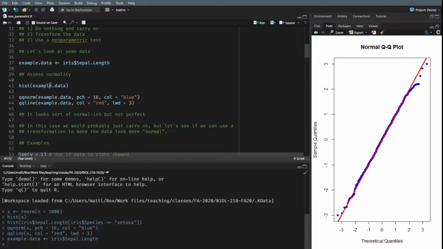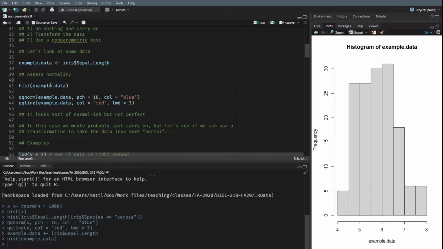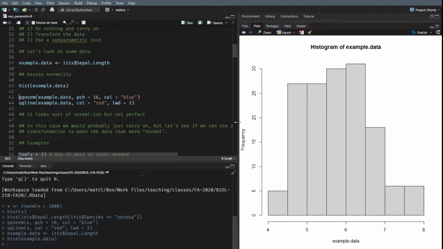So let's take a look at the histogram of the data. All right, take a look at it. It looks pretty normal. If we expand the window a little bit, it starts to look maybe a little less normal. Maybe it is skewed a bit. Here, the median is to the left, and that means that our data is slightly right skewed.